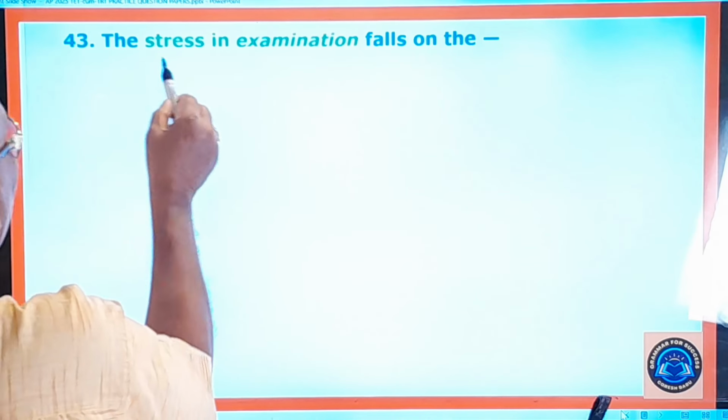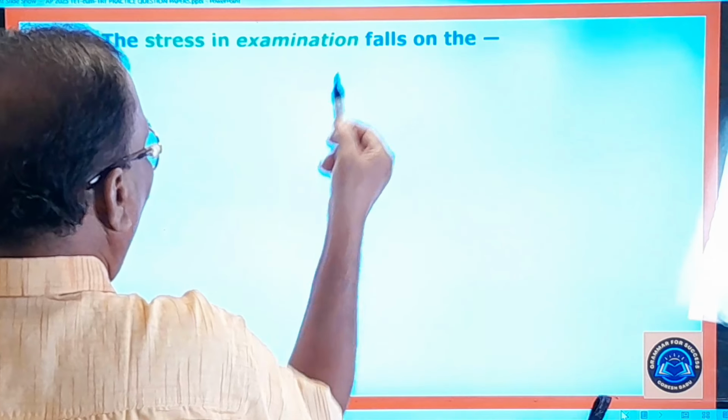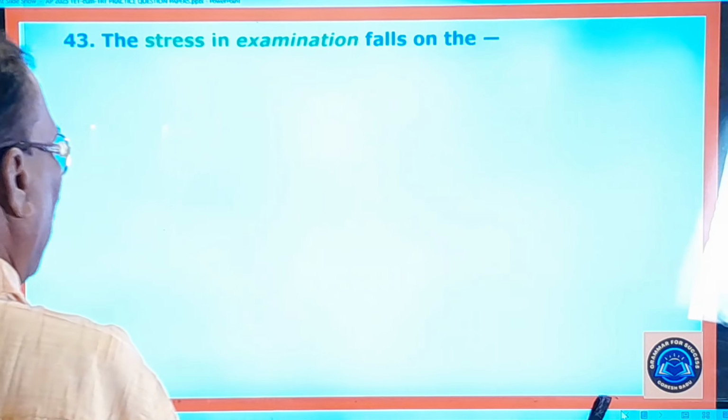43rd question. The stress in examination falls on the first syllable, second syllable, third syllable, fourth syllable. See, before you give the stress on any word, you have to cut the word into syllables. For example, this examination is there.